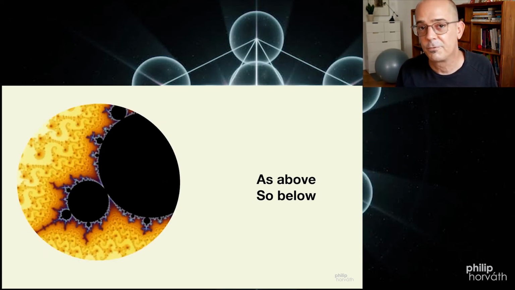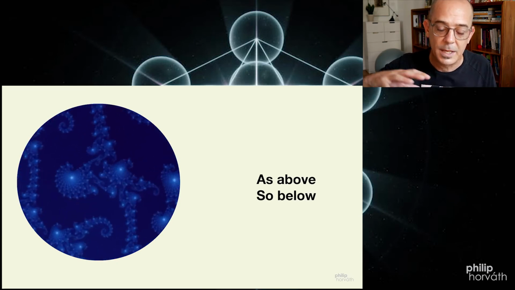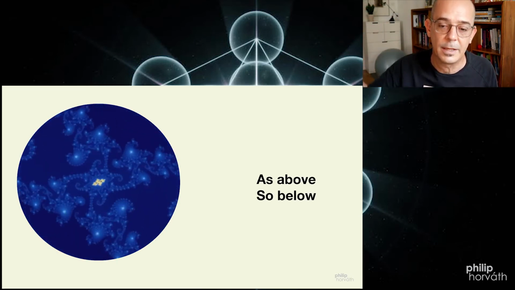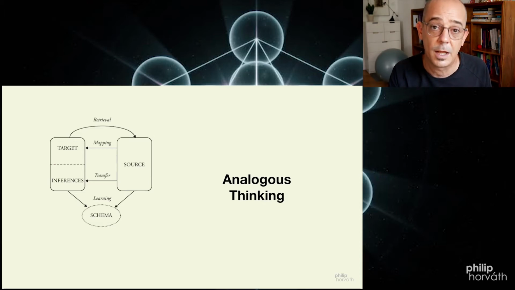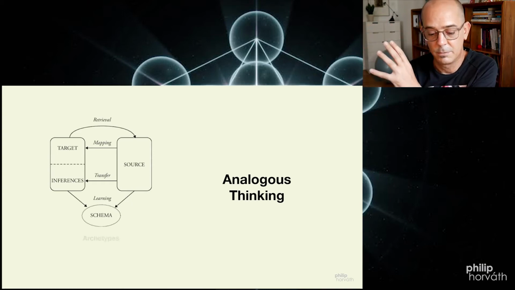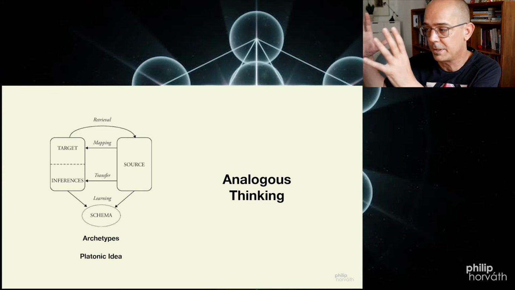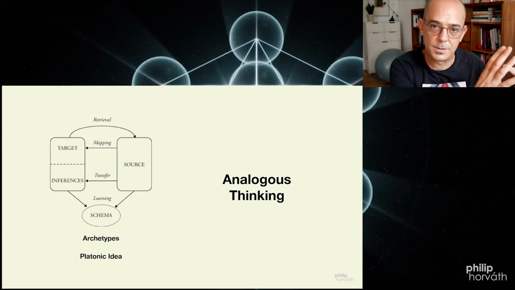But in Magick, the first rule is as above, so below, meaning that these same principles apply again and again and again. And for that, it's really important to understand analogous thinking. Analogous thinking means I can look at something and extract a schema, an idea, a Platonic idea, an archetype, and apply it somewhere else.